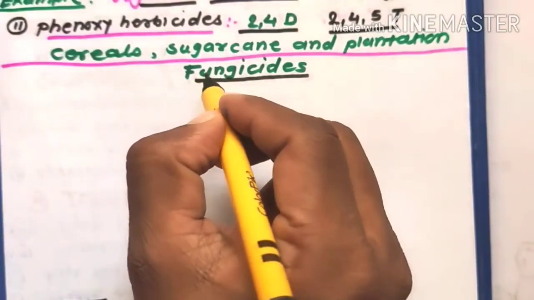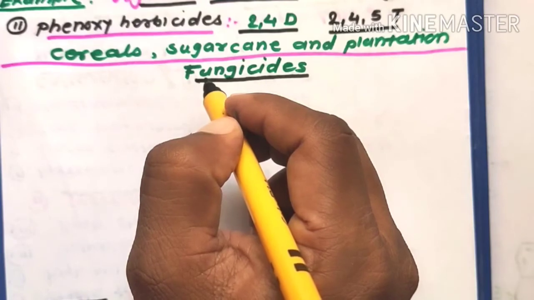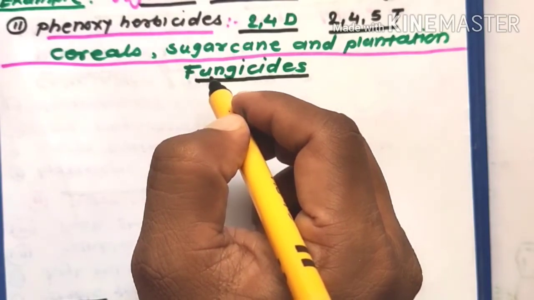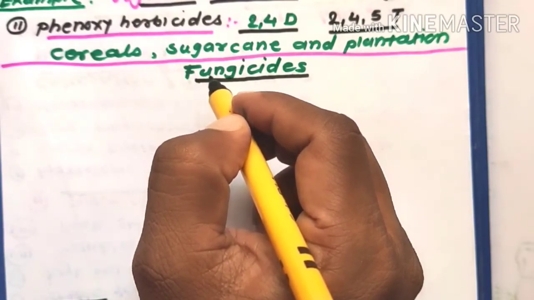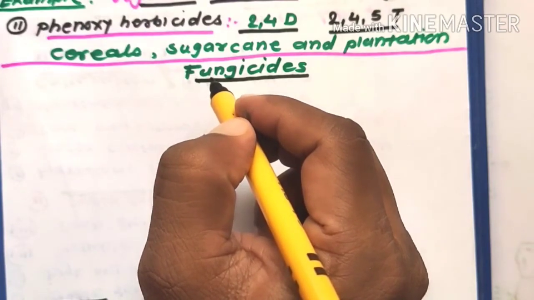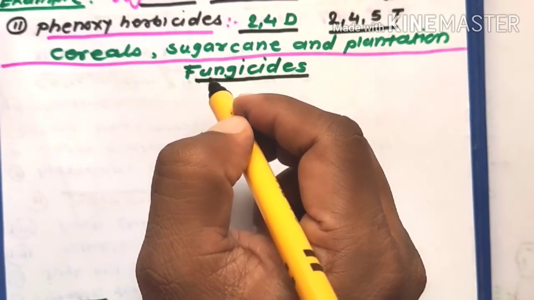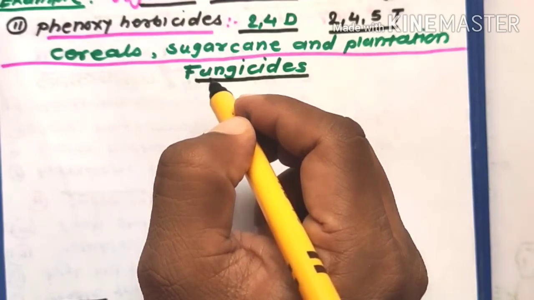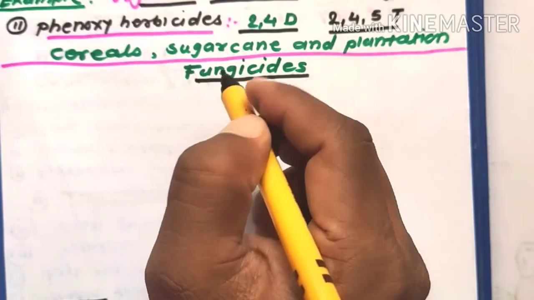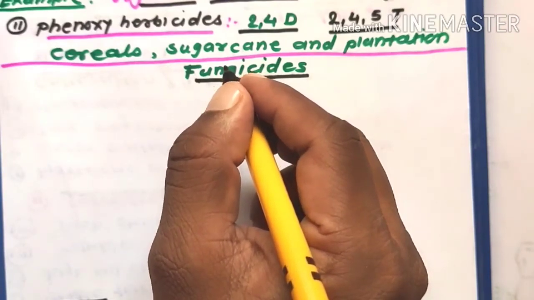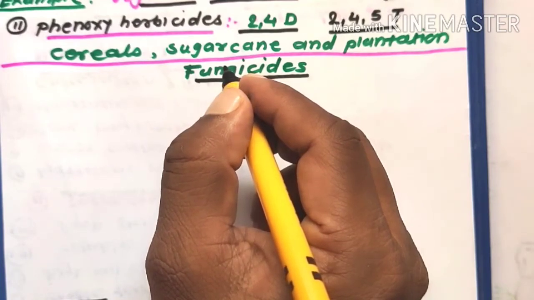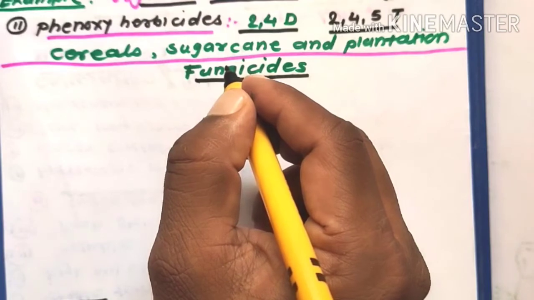Then the next class, that is fungicides. Fungicides are chemicals that prevent, destroy, or inhibit the growth of fungi. India being a tropical country with high humidity, the crops are always infected by fungal attacks. Fungi are plants that lack chlorophyll, so they cannot make their own food. They are parasitic and penetrate plant tissue directly.